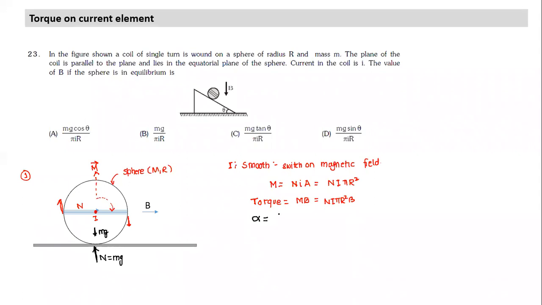What is the value of alpha? Alpha is equal to tau by I. That is the instantaneous value of angular acceleration. Will it remain constant? No. As it rotates, what will happen? Suppose it has rotated, it will still start rotating at the same point. The center of mass also will not shift. So at the same position, it will have pure rotational motion about an axis passing through the center of mass and perpendicular to the plane containing the m and b vector. It will have angular acceleration. What will happen if the surface is rough?